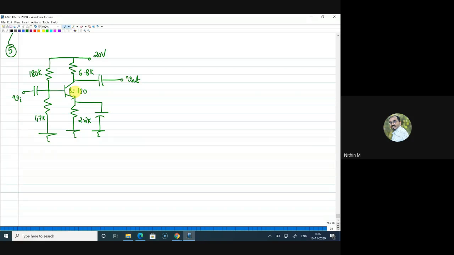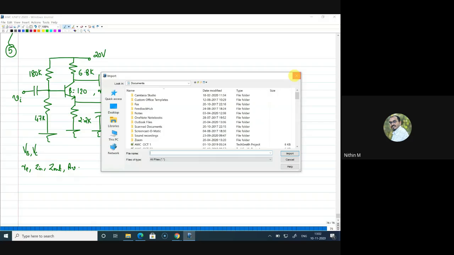It is also given that the R0 value for the transistor should be taken as 50K. Given that the transistor is silicon, you are asked to find the voltages VB, VC. Also, you are supposed to find RE, Zin, Zout, and AV. Yeah, this is the question.